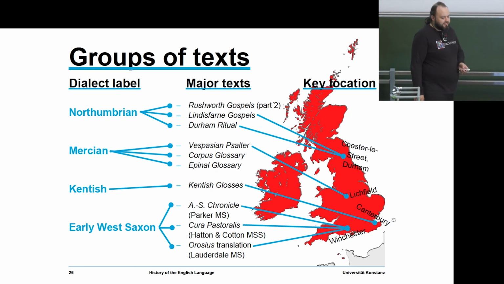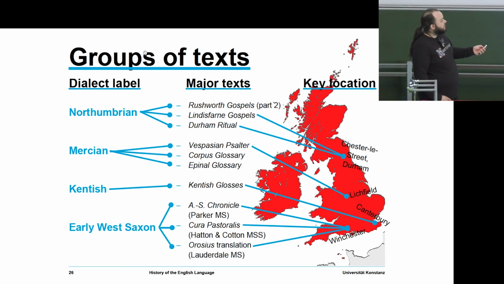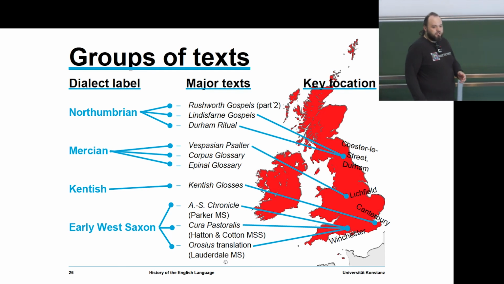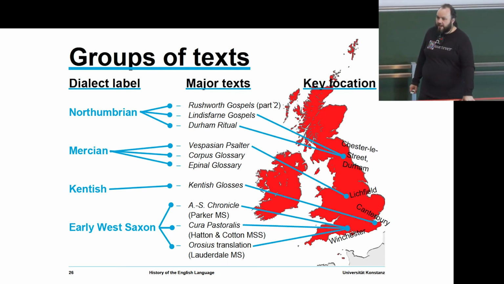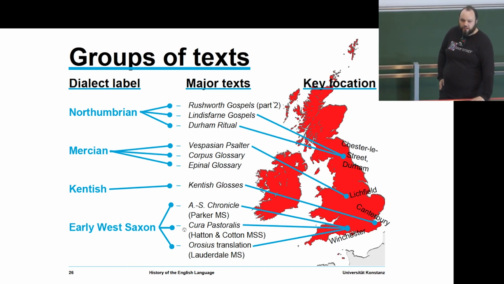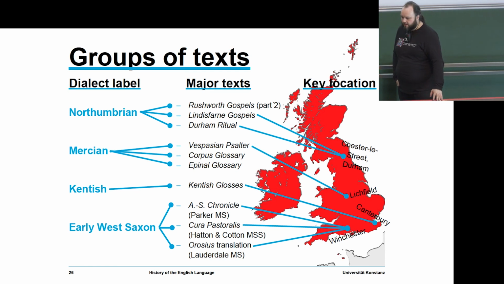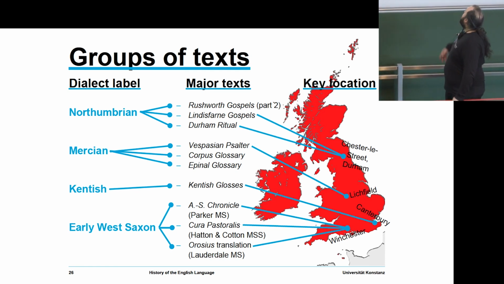We know what texts from places like Lichfield look like. So Lichfield is, these days, not a hugely important place. It's in the West Midlands, near Birmingham, but it was a very important place for the Mercians, and there was a monastery there, and they wrote things. So the Vespasian Psalter, which is another early Old English text, we know that this was written in Lichfield, in this one specific scriptorium. For Kentish, we have Canterbury.